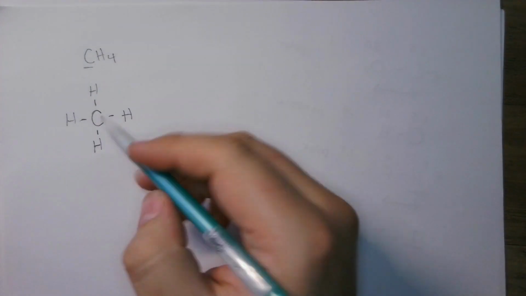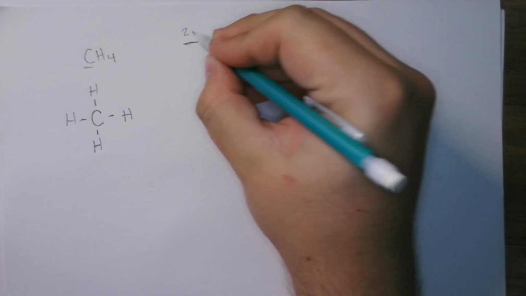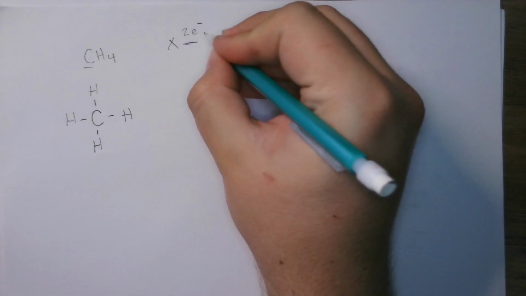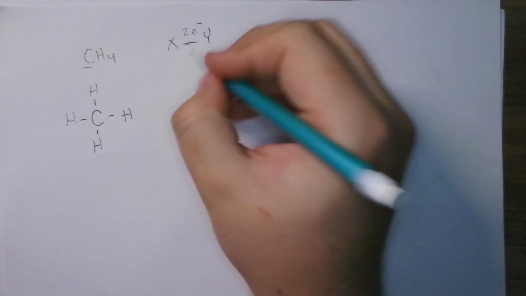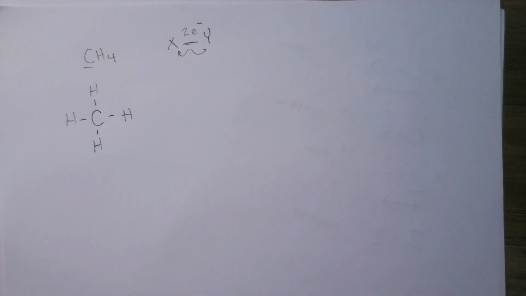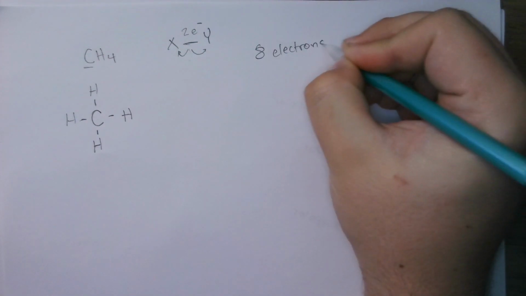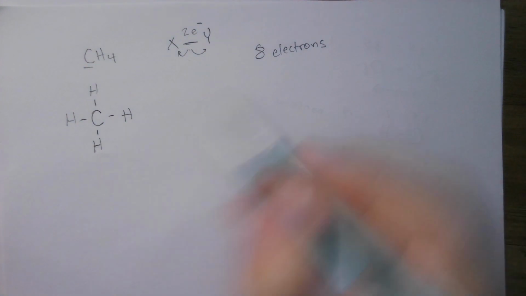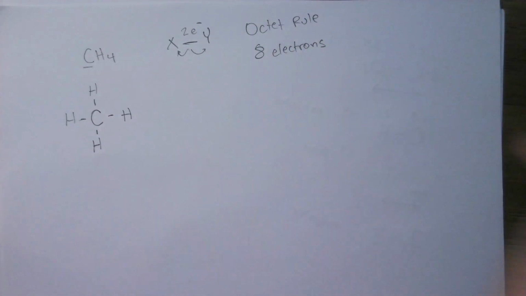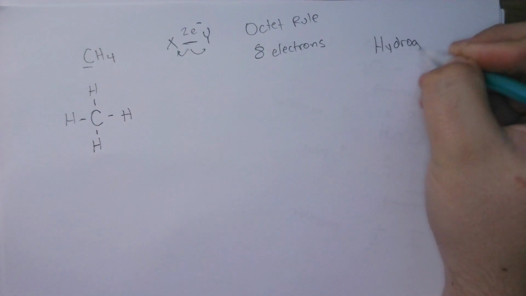Each line represents 2 electrons, and those 2 electrons are actually being shared by both atoms. So both X and Y here get 2 electrons from this bond. They're being shared. Now, every atom generally wants to have 8 electrons total, meaning some combination needs to add up to 8 electrons, and that's called the octet rule. Now, there are a few exceptions to that. The most important exception is hydrogen, which we have 4 of in this picture.